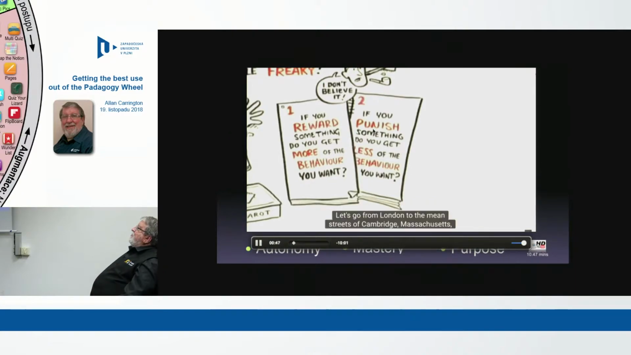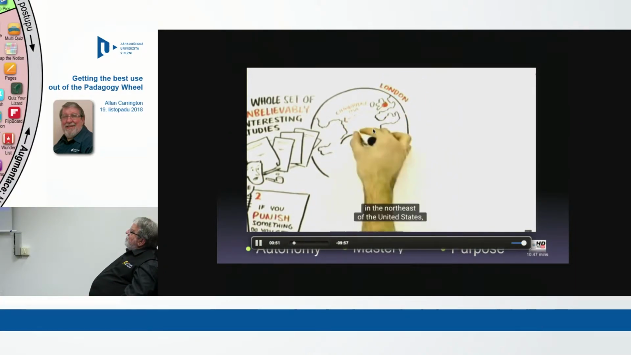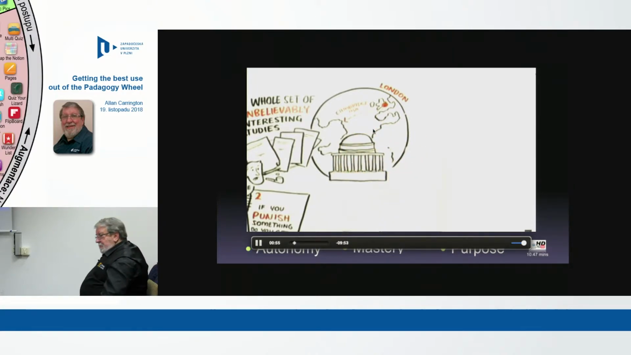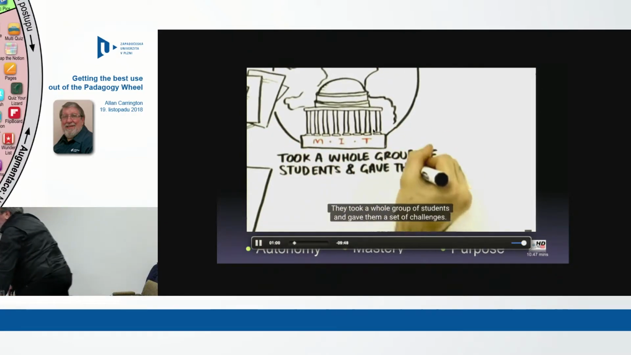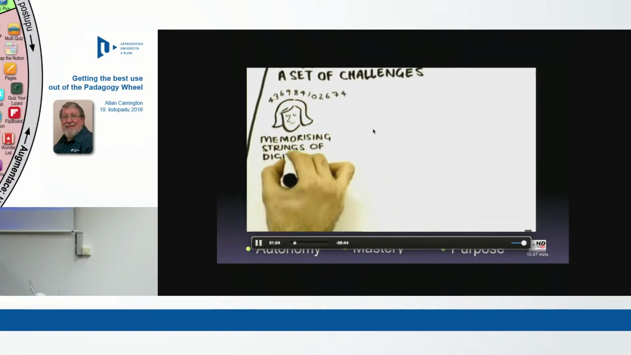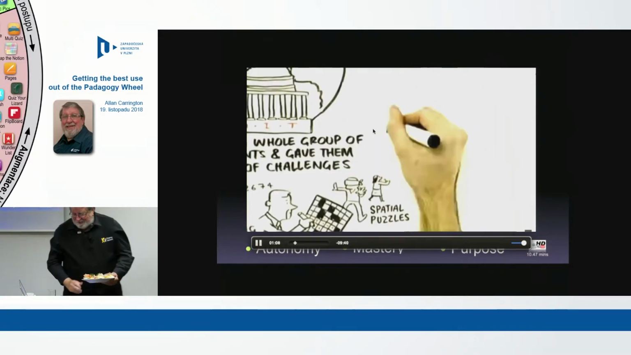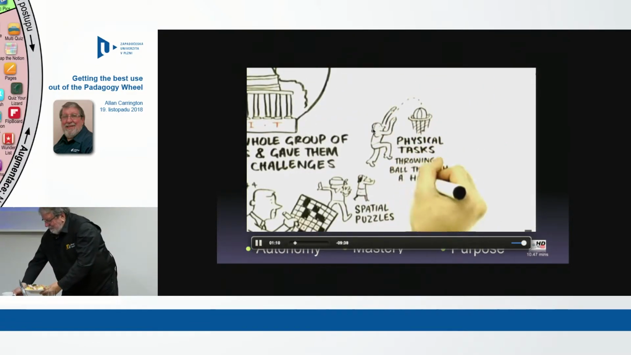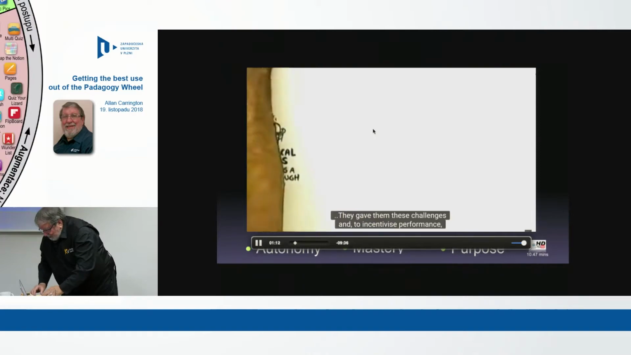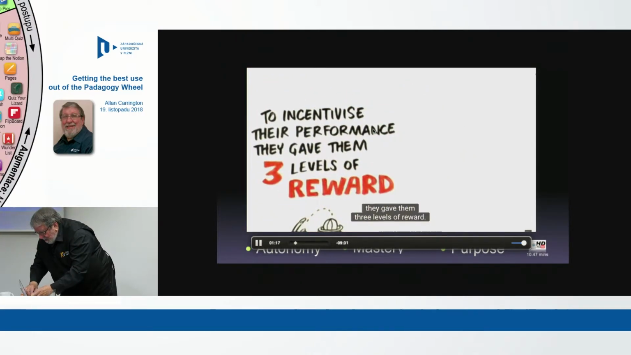So let's go from London to the mean streets of Cambridge, Massachusetts, in the northeastern part of the United States. And let's talk about a study done at MIT, Massachusetts Institute of Technology. Here's what they did. They took a whole group of students, and they gave them a set of challenges. Things like memorizing strings of digits, solving word puzzles, other kinds of spatial puzzles, even physical tasks like throwing a ball through a hoop. They said to incentivize their performance, they gave them 3 levels of rewards.